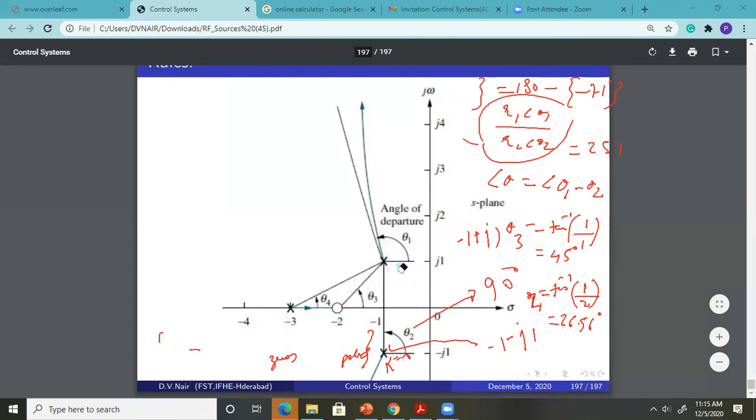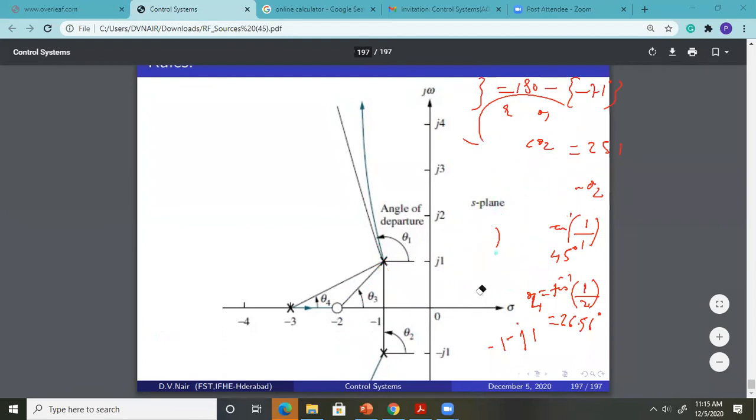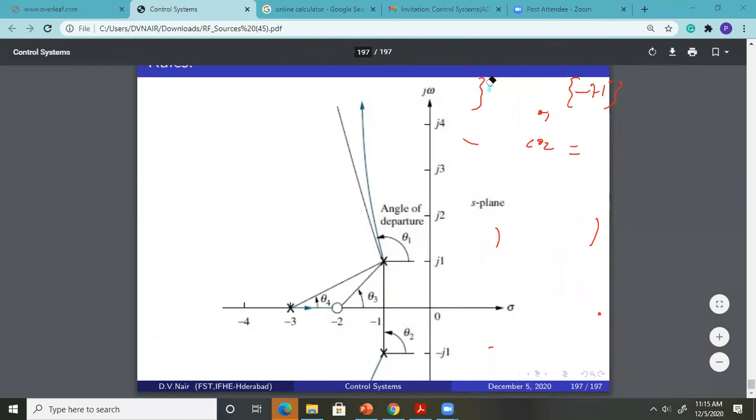Now let me clear that. But before that, how many asymptotes are here, Ben? One, sir. Why one, Ben? What is n minus m? N minus m is the number of asymptotes, right? N is the number of poles, that is 3, and m is 1. So there are 2 asymptotes.